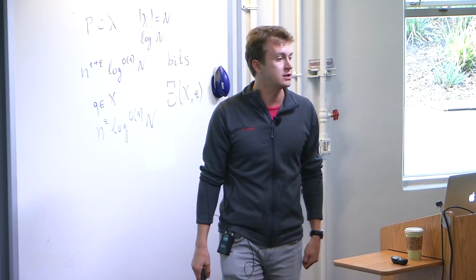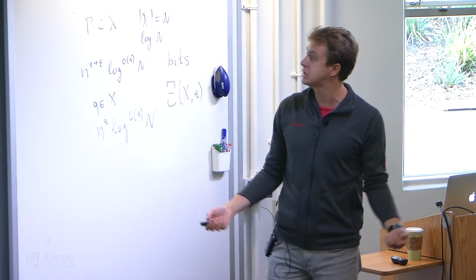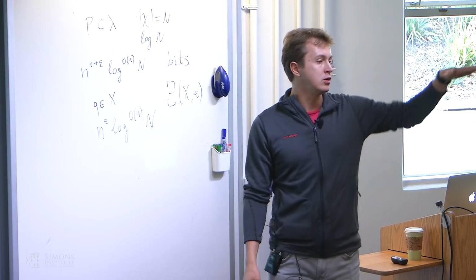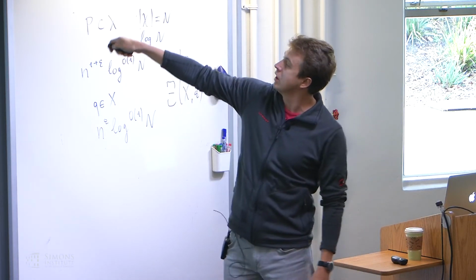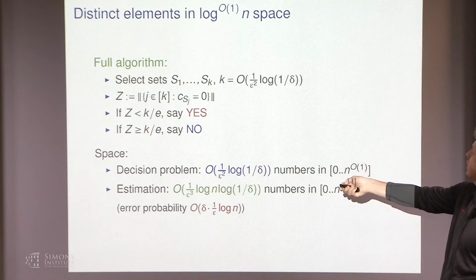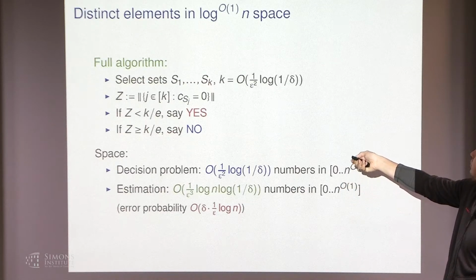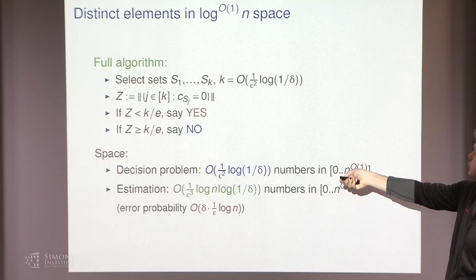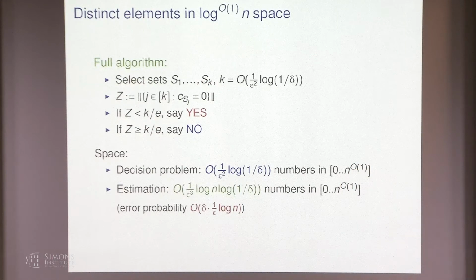Very nice. So one round of this can give us a little bit of a signal as to how big the number of distinct elements is. In order to boost this into a high confidence algorithm, all that we need to do is maintain these estimators for uniformly random sets and look at the statistics of these estimators. If a large number of them say yes, we say that the number of distinct elements is small. Otherwise, we say that it's big.